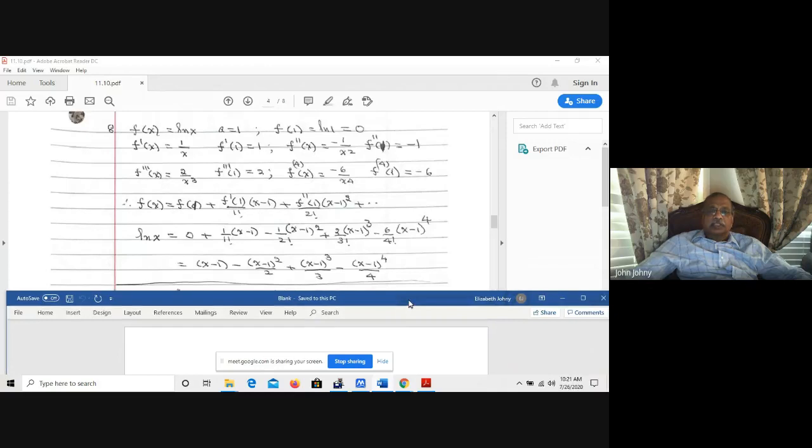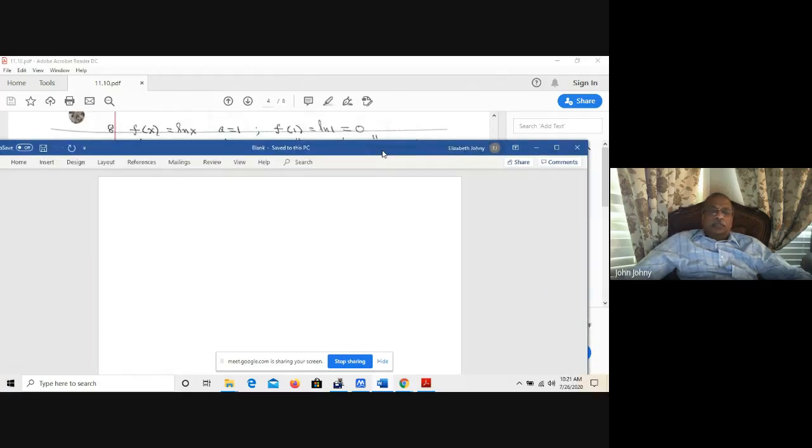Number 8, the question is the same. Find the first 4 non-zero terms. f(x) is equal to natural log of x, centered around x is equal to a. So f(1) is natural log of 1, which is 0.